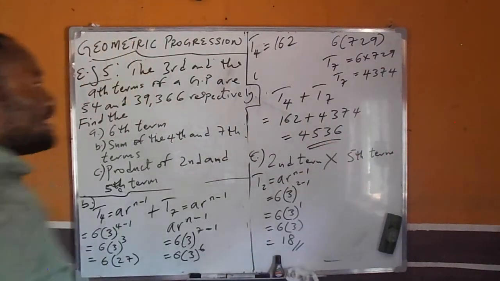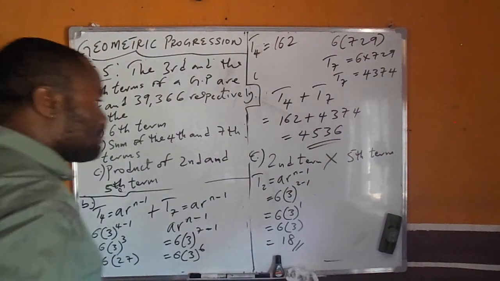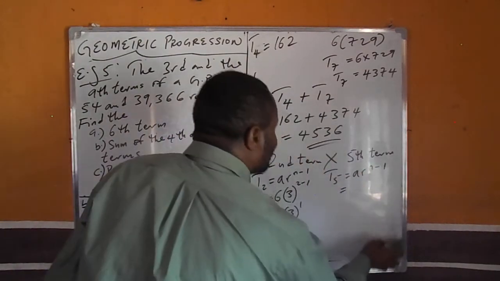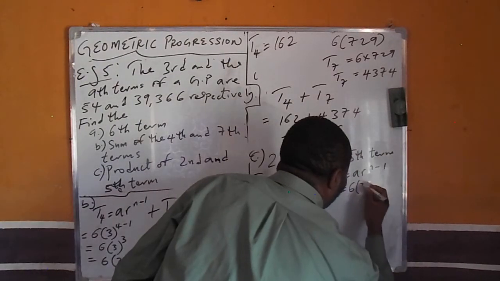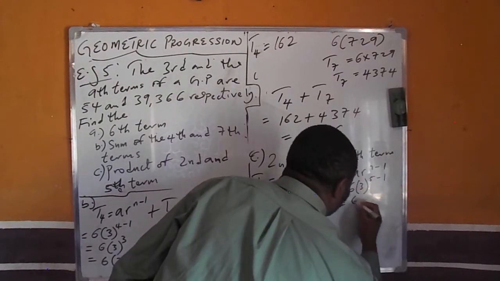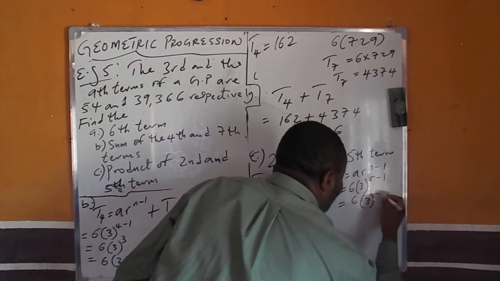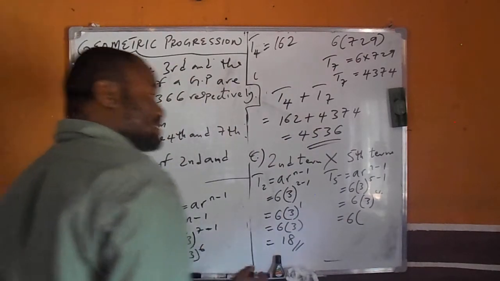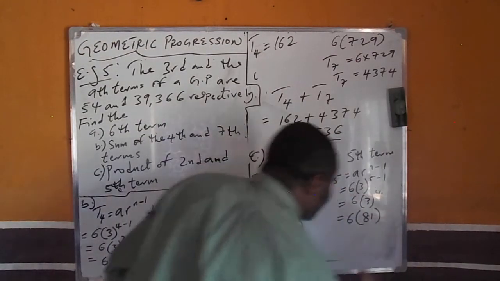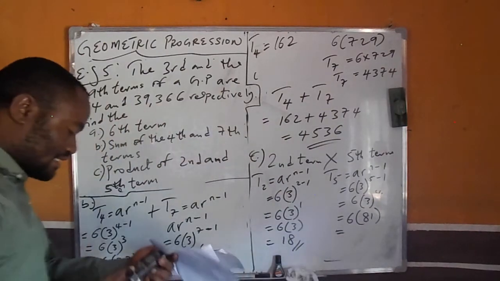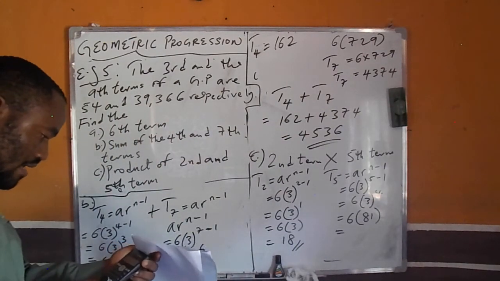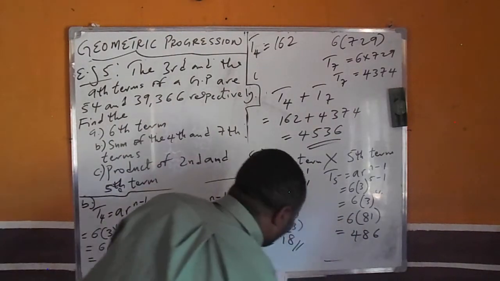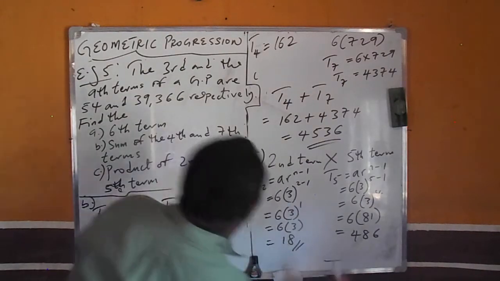Then we move to the fifth term. T5 equals A R raised to power n minus 1, which is 6 times 3 raised to power 5 minus 1, that is 4. 3 times 3 is 9, 9 times 3 is 27, 27 times 3 is 81, so it equals 6 times 81. 81 multiplied by 6 equals 486.